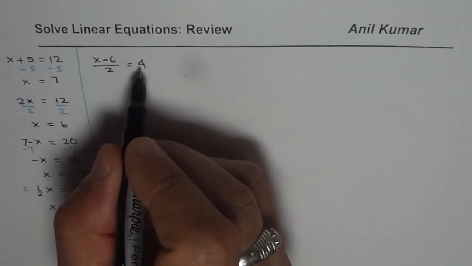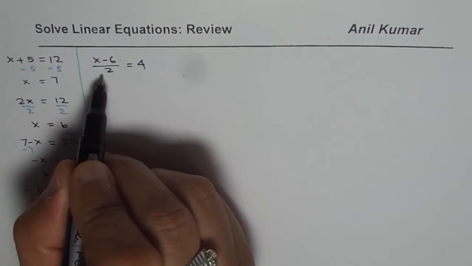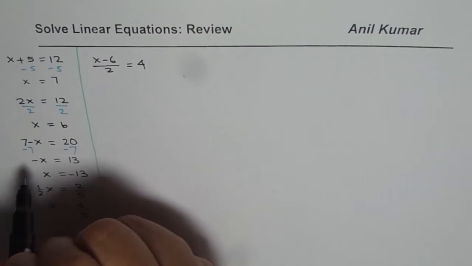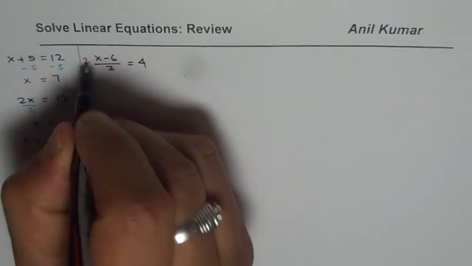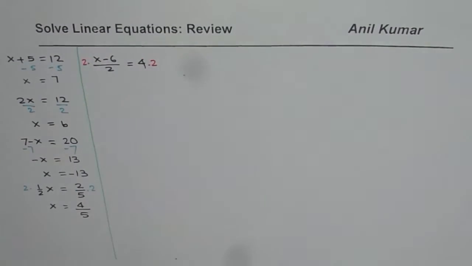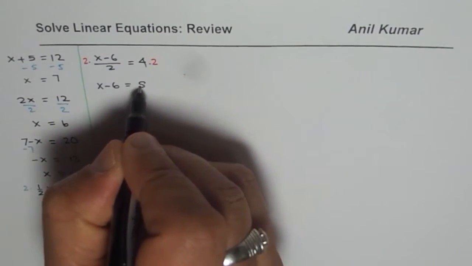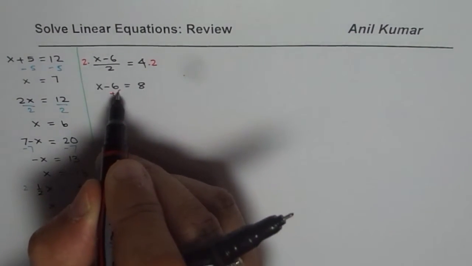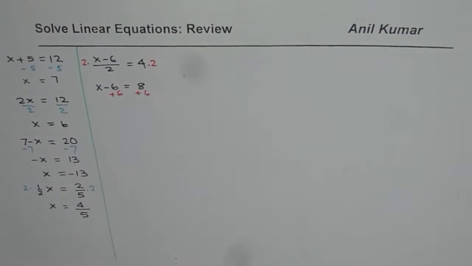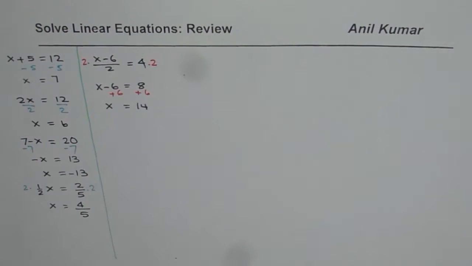Now to solve this equation, the first step is to get rid of fractions. We look for the number which when multiplied takes care of the denominator. In this case the number is 2. So we can multiply both sides by 2, right? If I multiply both sides by 2, what do I get? I get x minus 6 equals 4 times 2, 8, and now I can add 6, correct? So if I add 6 on both sides, I get my solution as x equals 6 plus 8, which is 14. So that is how I can solve such equations.